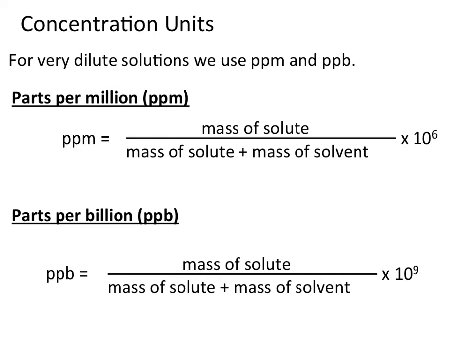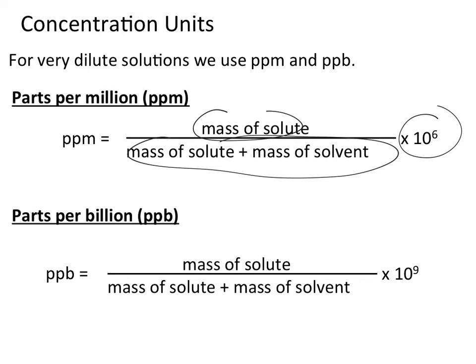So we have the mass of our solute divided by the total mass of the solution, so mass of the solute plus mass of solvent. In the case of parts per million, we're going to multiply that relationship between solute and mass of solution by 10 to the 6th, and that will give us our parts per million, so it'll be some number ppm. Same concept down here with parts per billion. However, in this case, we are multiplying by 10 to the 9th.